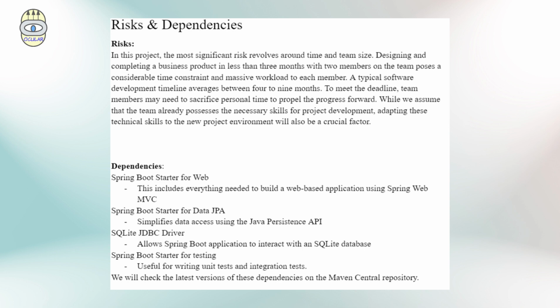Ocular will use a couple of dependencies. The first one is Spring Boot Starter for web. This includes everything needed to build a web-based application using the Spring Boot Web MVC, which stands for Model View Controller. We will also need Spring Boot Starter for Data JPA. This simplifies the data access using the Java Persistence API. We will also need the SQLite JDBC driver, which allows the Spring Boot application to interact with a SQLite database.